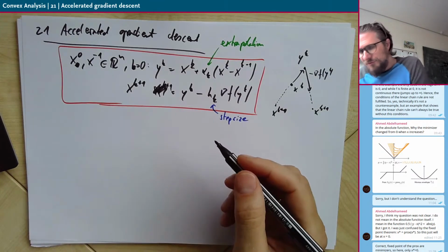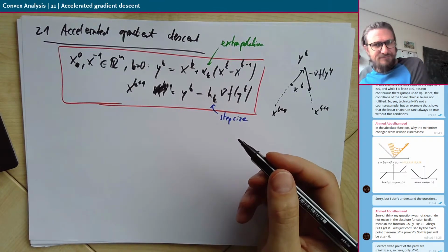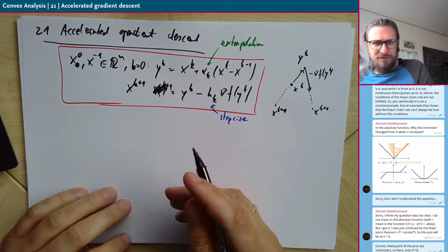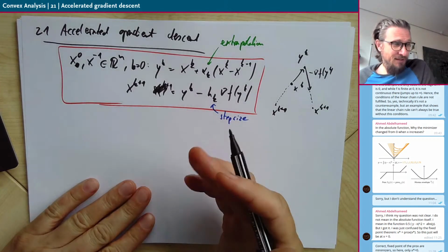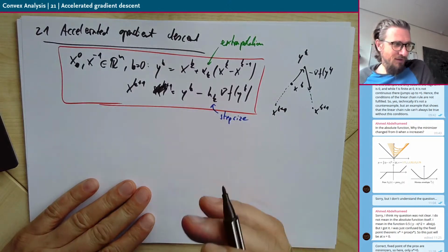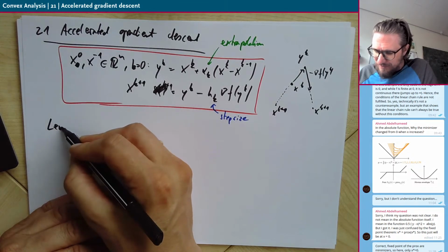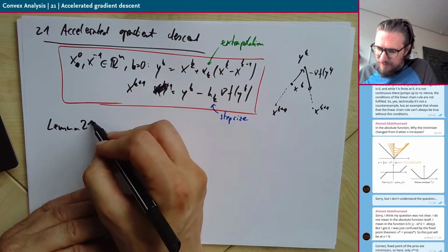And so to prove convergence for these accelerated schemes, we need a technical lemma, which, to me, looks totally strange, and I really don't know why it exists and what it says, but we'll see that it is really, really helpful. So the lemma goes as follows, and it's a simple observation.